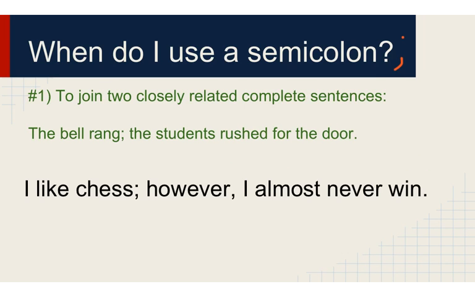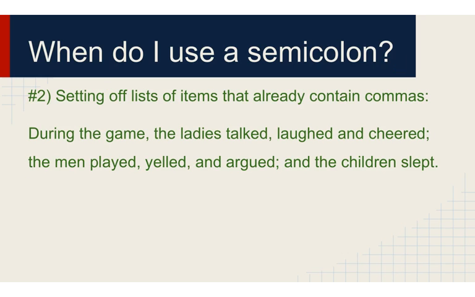One of the times we see semicolons a lot is when we use the word however. I like chess; however, I almost never win. Second thing is to set off lists of items that already contain commas. So if you're making a list of items and some of the items already have commas in them, then we're going to replace the commas that we would usually use to separate the items with semicolons.